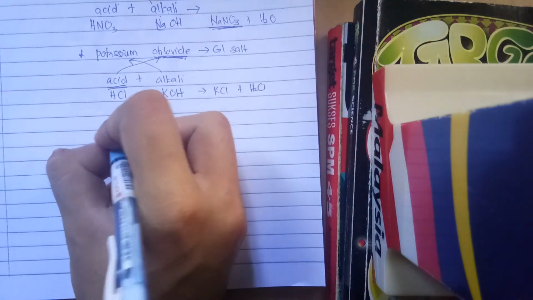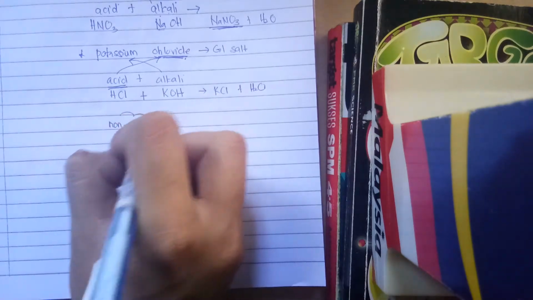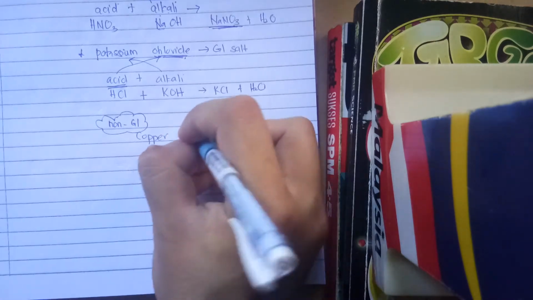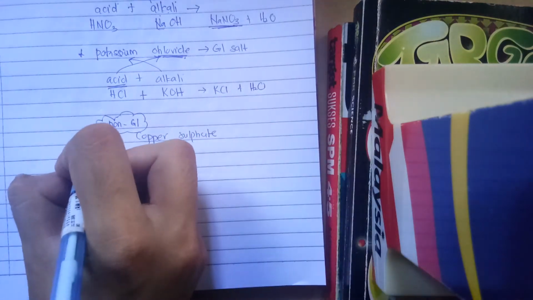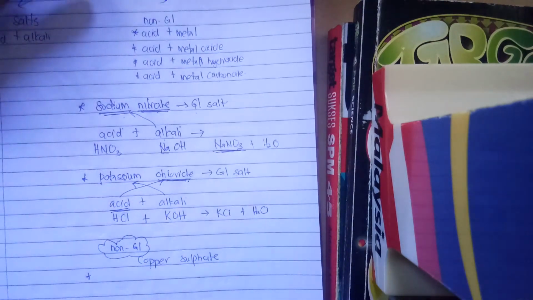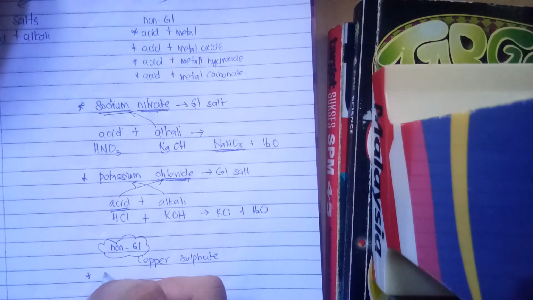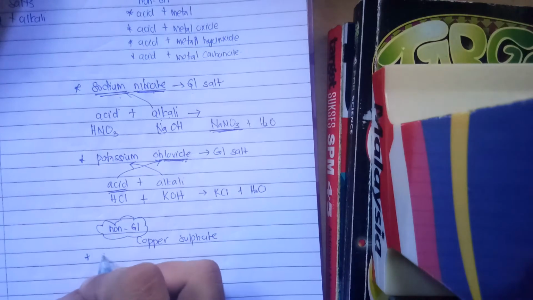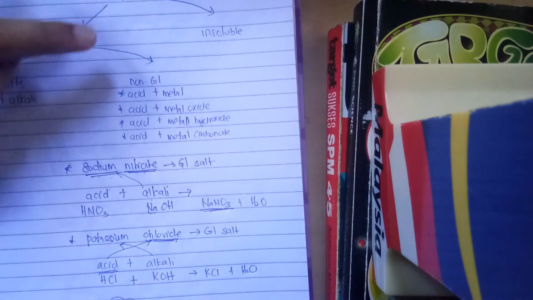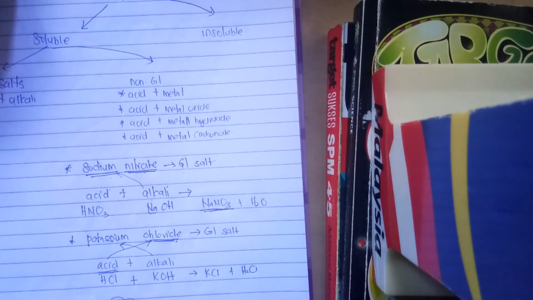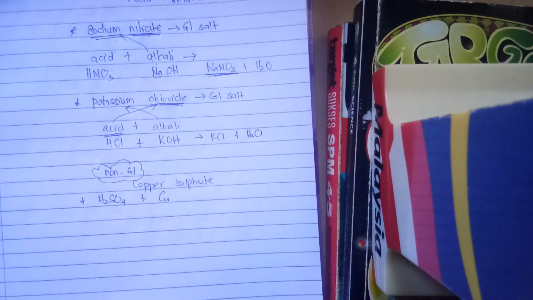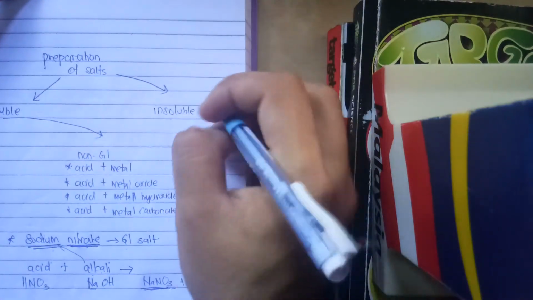For the non-group 1 salt, for example, I want to prepare copper sulfate. I can have several reactions here. Let's see the first reaction: I want to use acid plus metal. Can I? I want sulfate salt here, so I should use sulfuric acid, because I want sulfate, plus metal, so my metal is copper. For this one you need to be careful. Remember the rules of the metal reactions. You should check your reactivity series.